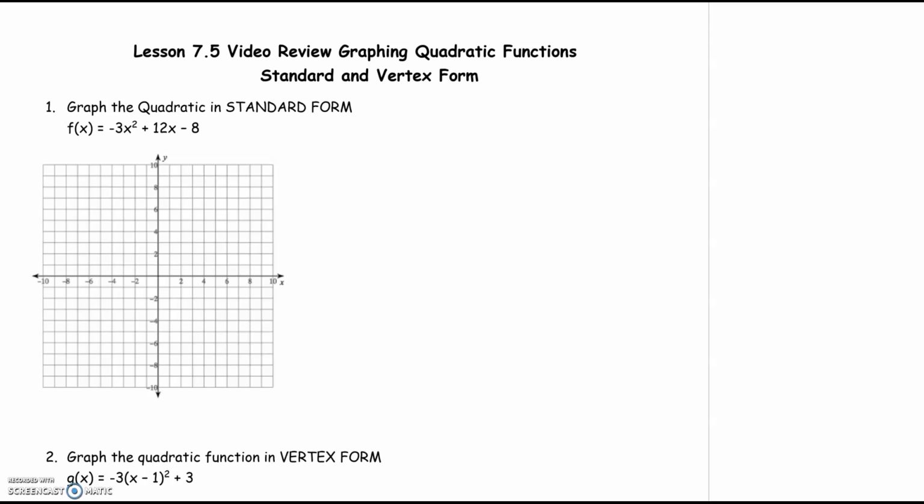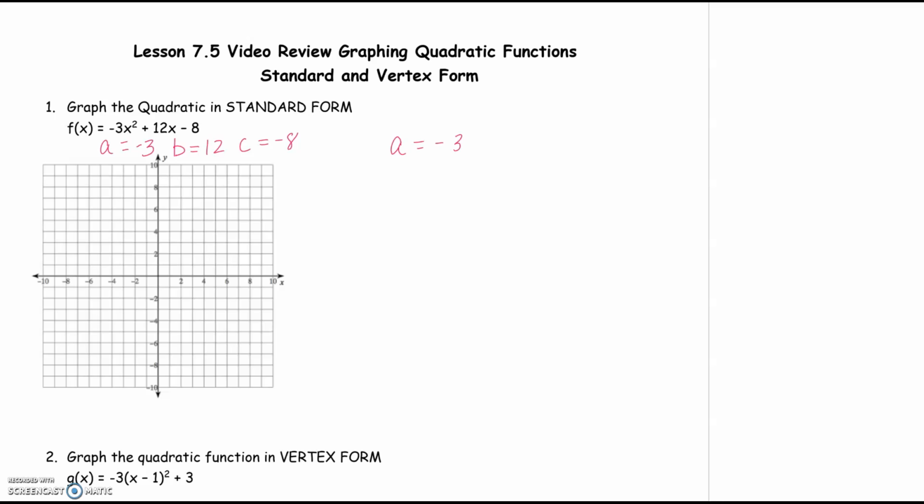Okay, so the first one is graph the quadratic in standard form. f of x equals negative 3x squared plus 12x minus 8. Again, we know this is standard form because it's ax squared plus bx plus c equals y. In this case, it's function form, f of x. So the first thing we want to do is identify our a, b, and c. If I look at this, a is always what's in front of the quadratic term, b is in front of the linear term, and c is the constant term. Okay, so now that we've done that, we can decide what we already know.